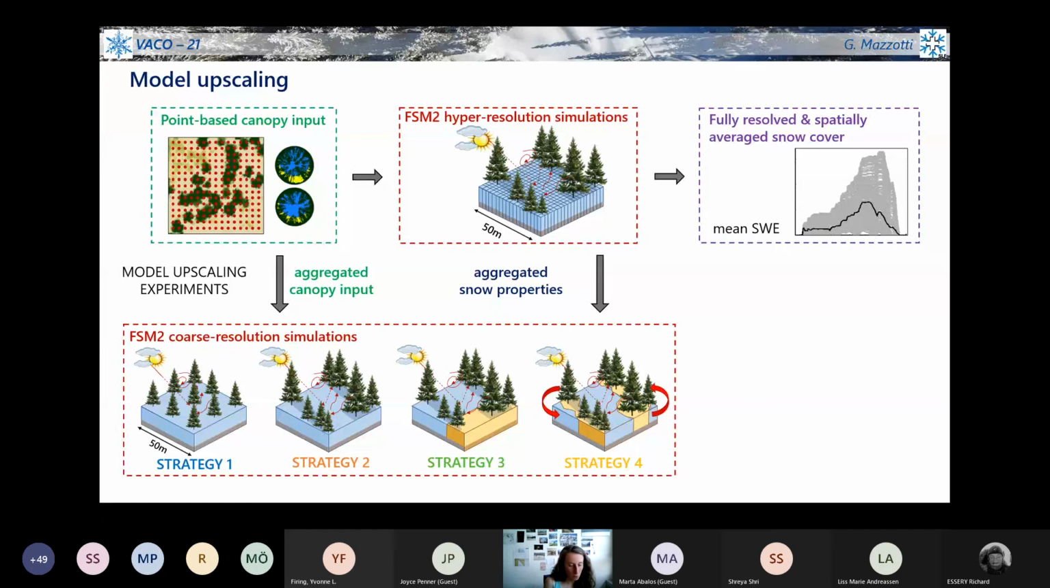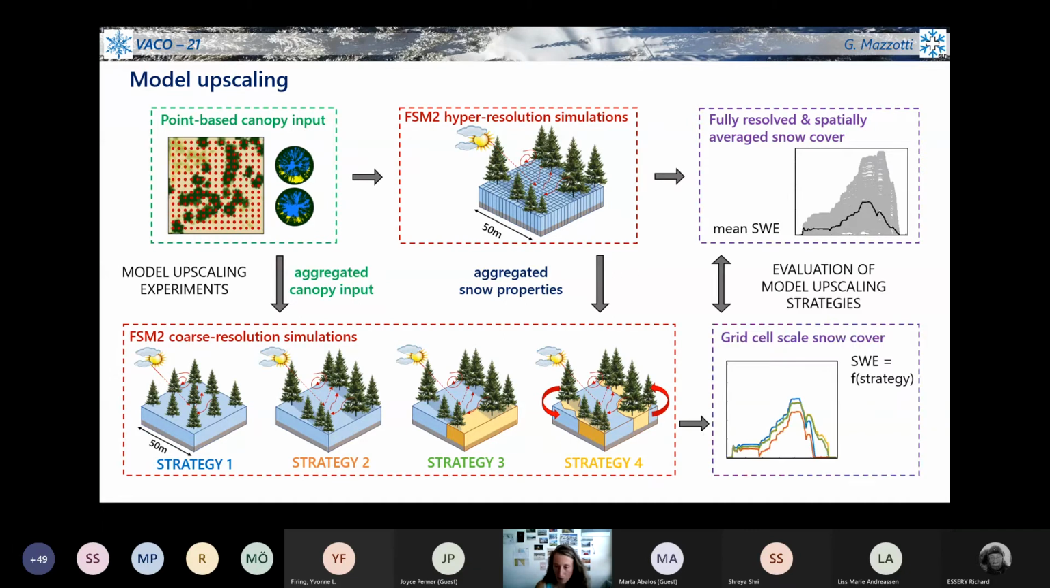And then we perform coarse resolution simulations across the same model domain. In these simulations, we represent 50 by 50 meter grid cells with just one model run, and we use spatially aggregated canopy properties. And we can assess these coarse resolution simulations against the spatially averaged hyper-resolution runs to evaluate our different modeling strategies.